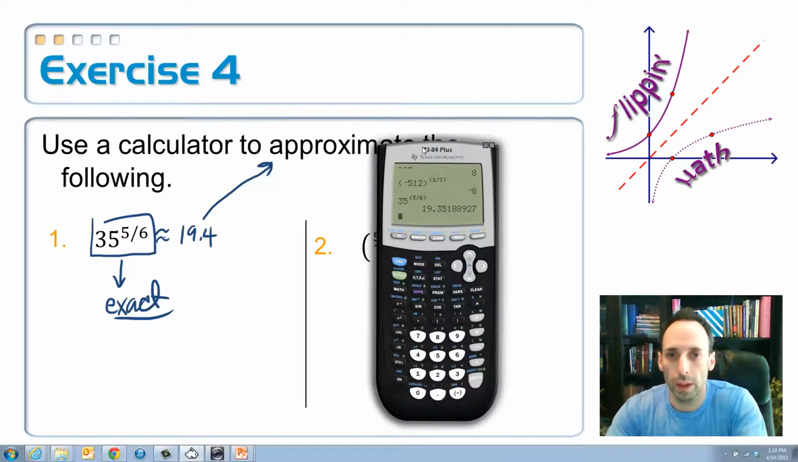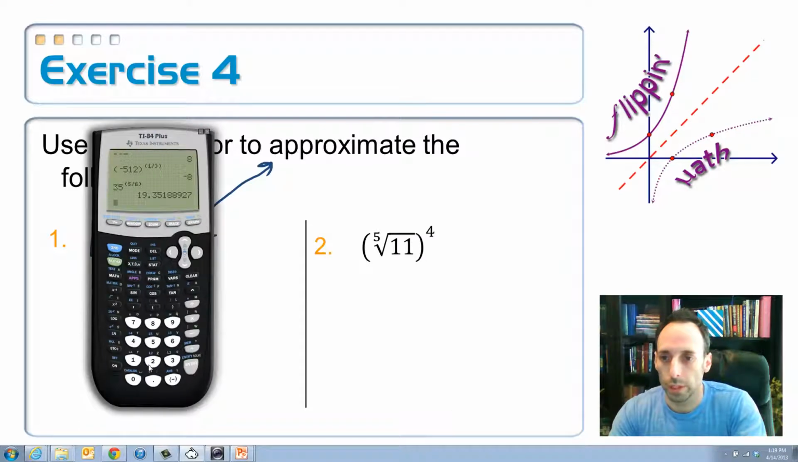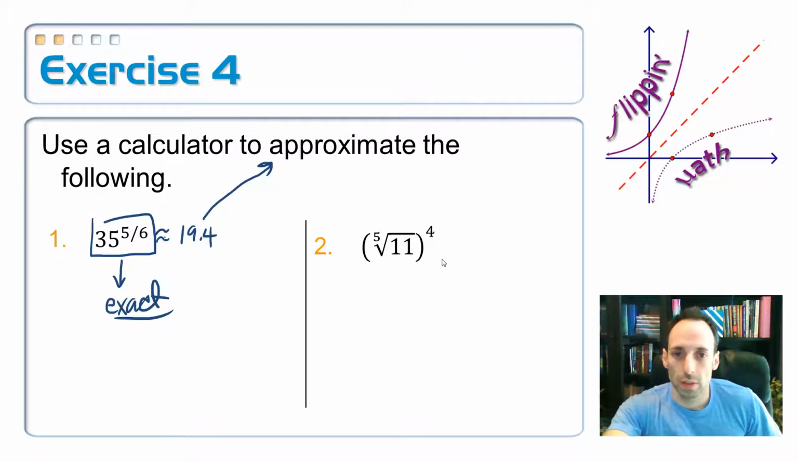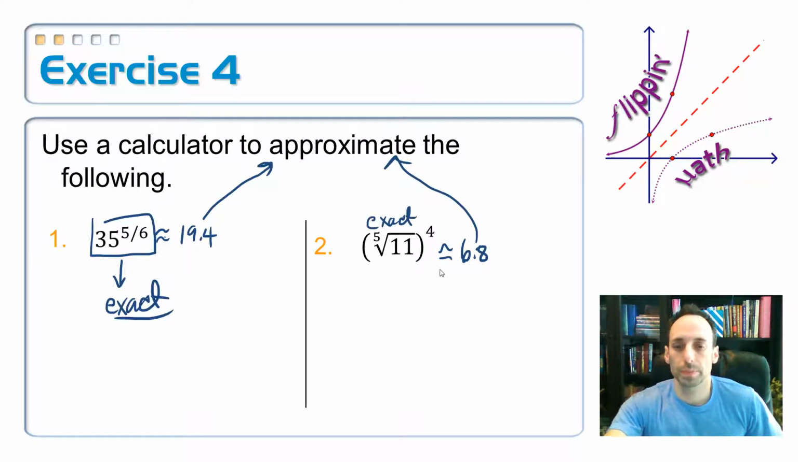Pull the calculator up again and move it. Okay, I've got the 5th root of 11 raised to the 4. So I need parentheses. I need to do it just like I see there. So parentheses, I need to put the 5 in there, the index first. Math. Number 5 is the nth root. Type in 11. Get out of this bracket. Raise that thing to the 4th power. And I get about 6.8. About 6.8. Again, this is the approximate answer, and this one here would have been the exact answer.